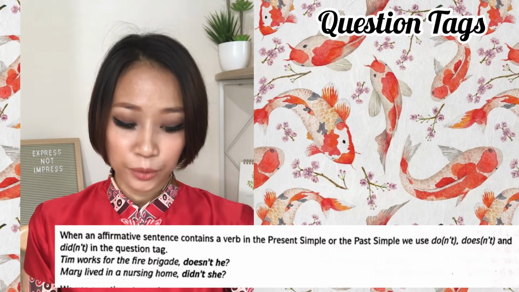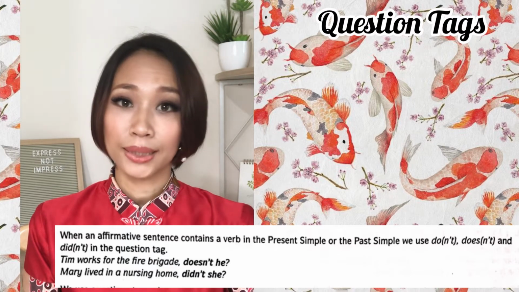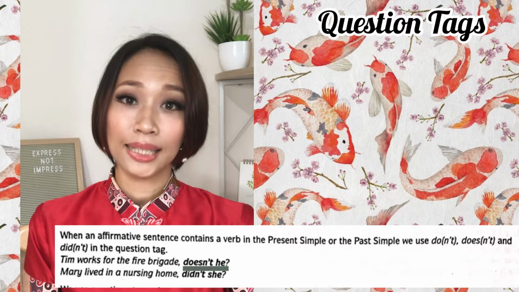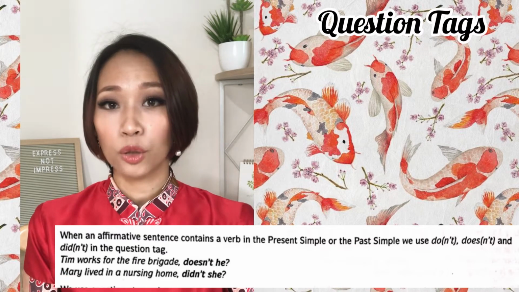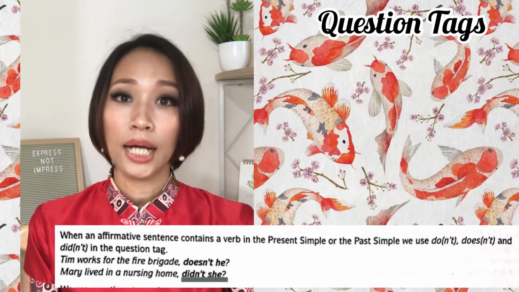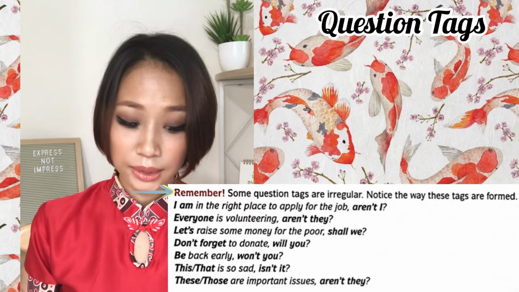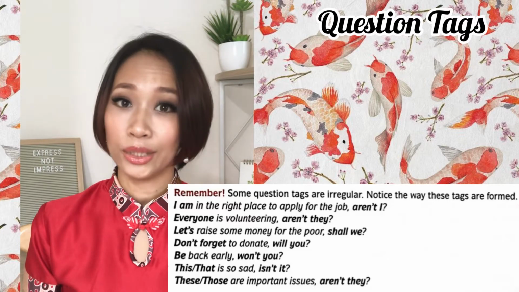Tim works for the fire brigade, doesn't he? Tim kerja bomba, kan? Ini ayat affirmative dalam present simple, so guna doesn't he. Mary lived in a nursing home, didn't she? Mary pernah tinggal di rumah orang tua, kan? Ini juga ayat affirmative tapi dalam past tense. So, guna didn't she. Remember, some question tags are irregular. Notice the way these tags are formed. Kadang-kadang ada question tag yang tidak ikut peraturan.